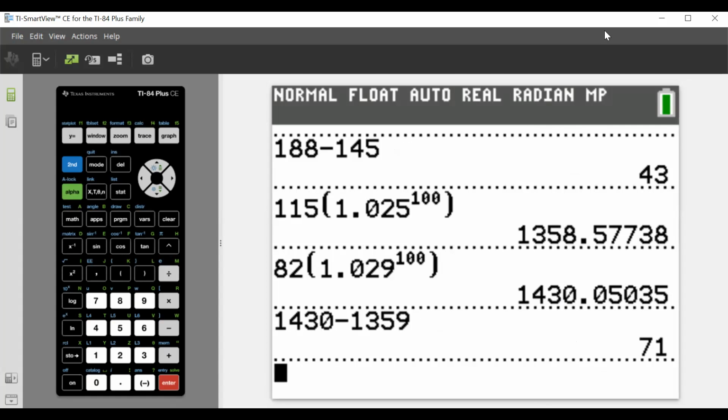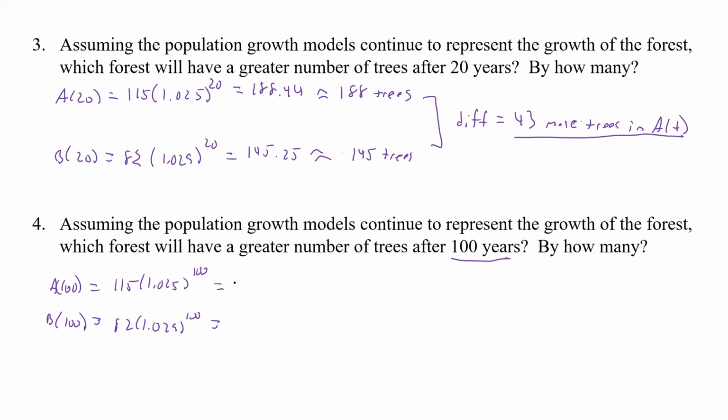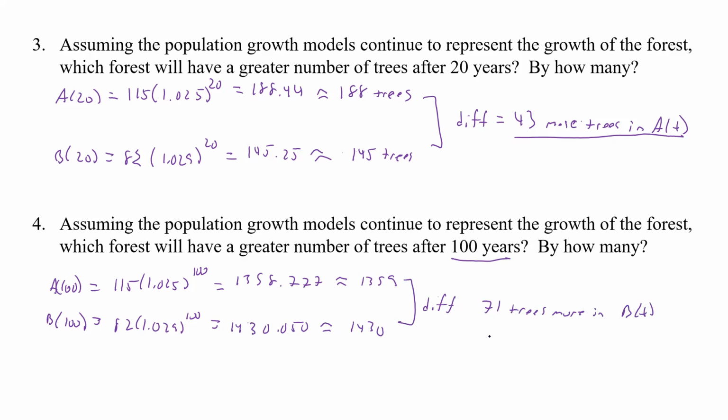So let's write all those down. This was 1358.777 or approximately 1359. And this one was 1430.050. And so that was 1430. And our difference was 71 trees more in the B of t forest. So B of t was larger by 71 trees when we went to that 100.